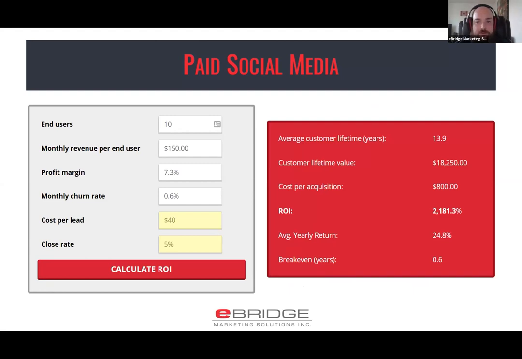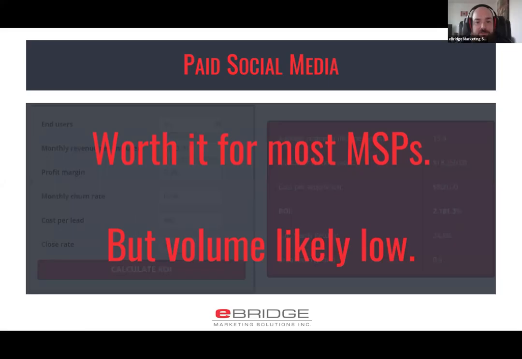2,180%. So significantly better than anything else we've had, with a break-even time of essentially 2/3 of a year or half a year, and an average yearly return of 25%. So obviously this is outstanding return. I think every MSP would love to have this sort of a return, and so very confidently I can say that it's worth it for most MSPs to try paid social media and to see if they can get a similar ROI. But just to recognize that the volume is likely going to be low.